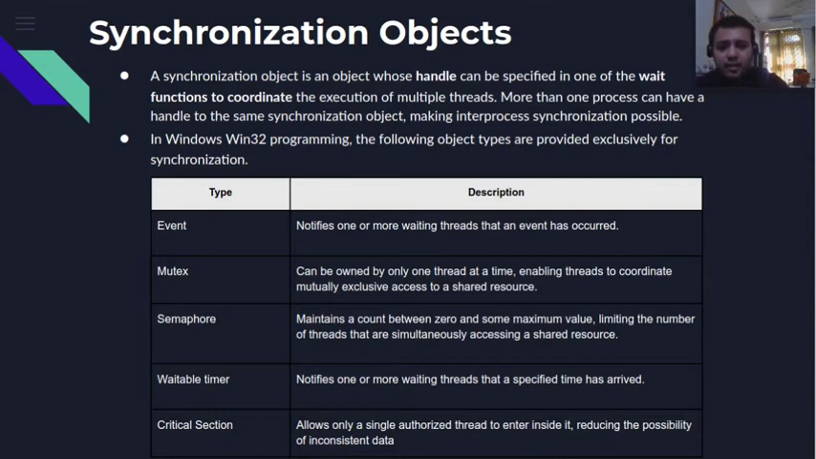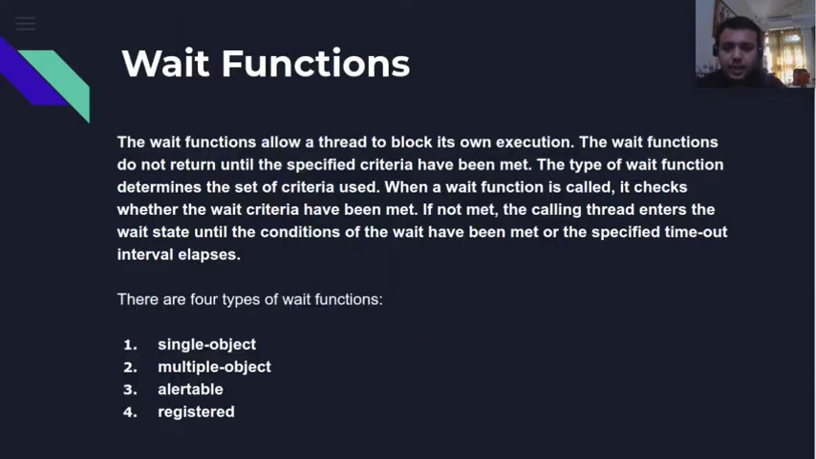Now let's have a look at synchronization objects. A synchronization object is an object whose handle can be specified in one of the wait functions to coordinate the execution of multiple threads. More than one process can have a handle to the same sync object, making inter-process synchronization possible. The following object types are provided exclusively for synchronization in Windows: event, mutex, semaphore, waitable timer, and critical section. We'll see what these object types are in the further slides.